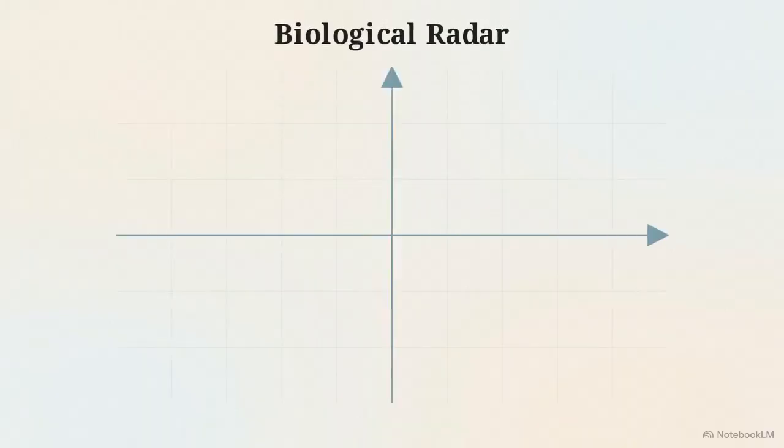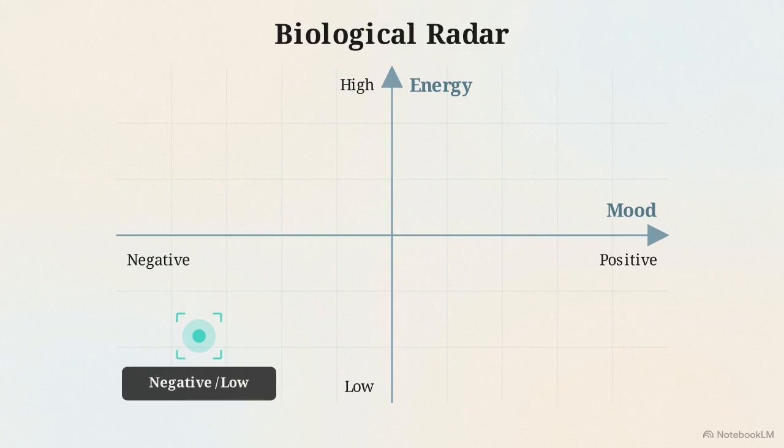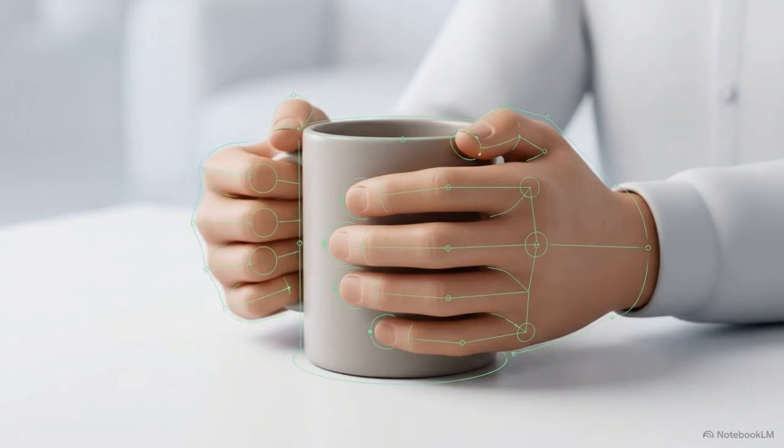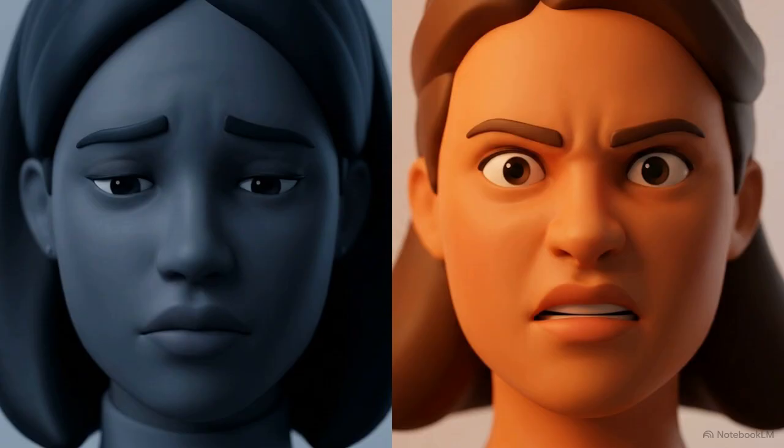First, use your biological radar. By observing someone's baseline mood and their energy level, you get a quick read on their emotional temperature. These nonverbal cues are a goldmine of data. Someone who is frustrated but low energy needs a different response than someone who is angry and high energy. Second, we look at the Stereotype Content Model.